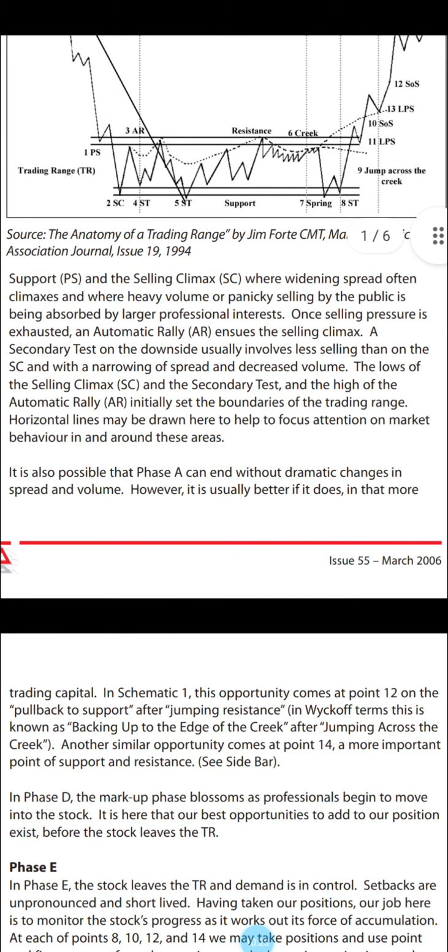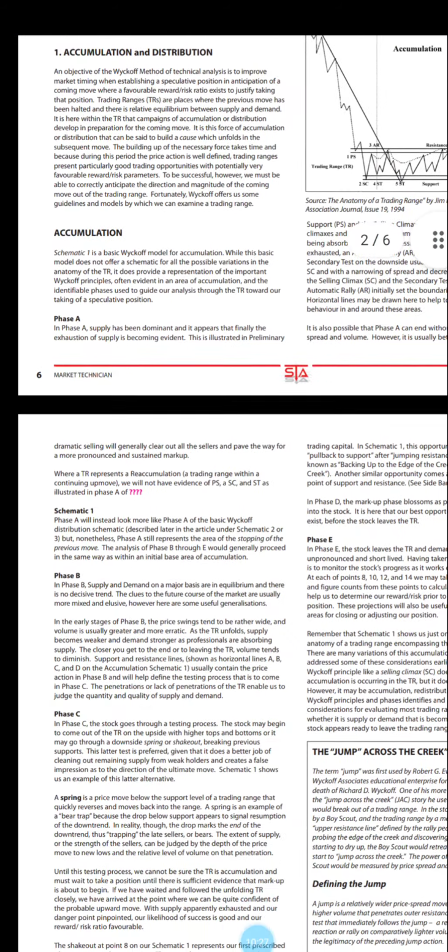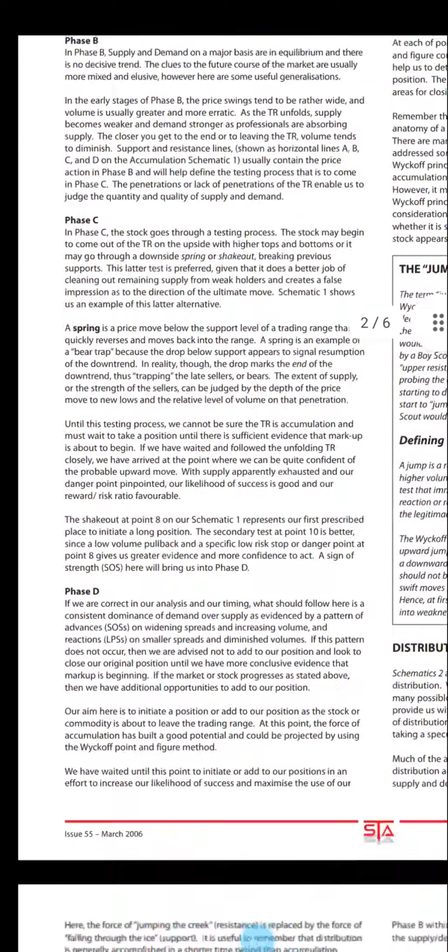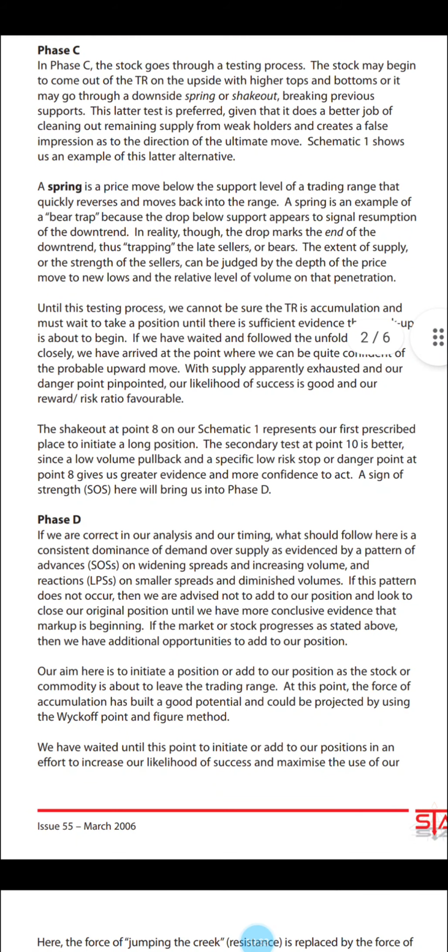So point 8. So that's down at the bottom of the W. So it shows you a breakout. So, okay. And make sure we get to where we're at. Shakeout at point 8, schematic 1 represents our first prescribed place. The secondary test at point 10 is better since a low volume pullback and a specific low risk stop or danger point.